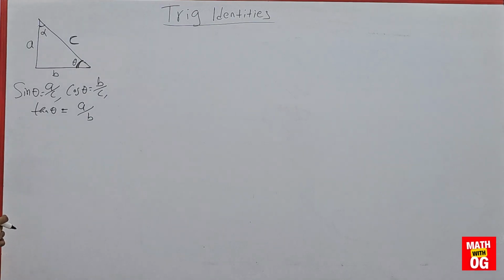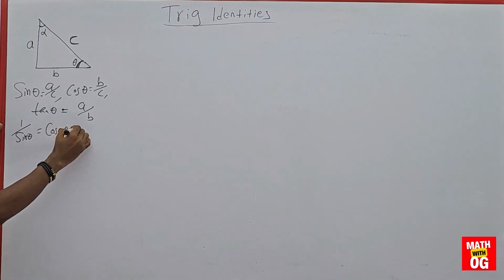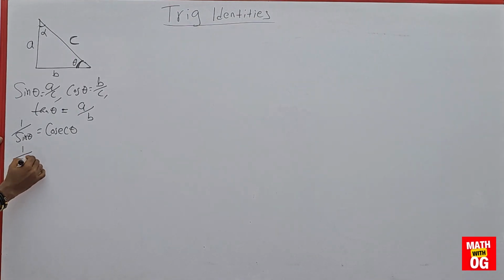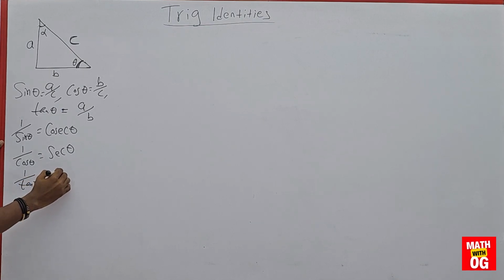Now let's look at the inverse of these guys. 1 over sine theta is referred to as cosec theta. So that's one trig identity you need to know. 1 over cos theta is referred to as sec theta. And lastly, 1 over tan theta is referred to as cot theta. 1 over sine is cosec, 1 over cos is sec, and 1 over tan theta is cot.